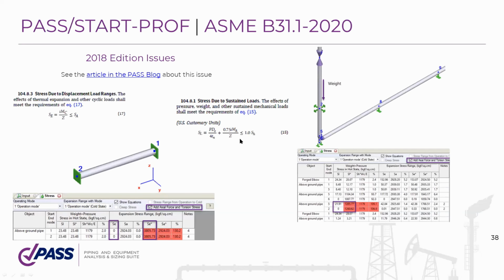And the same problem is with sustained loads. If you have a great weight that is acting on your pipe, the stresses can be much greater than allowable, but you will not see it in pipe stress analysis software because the equation of the code doesn't take into account the axial force.